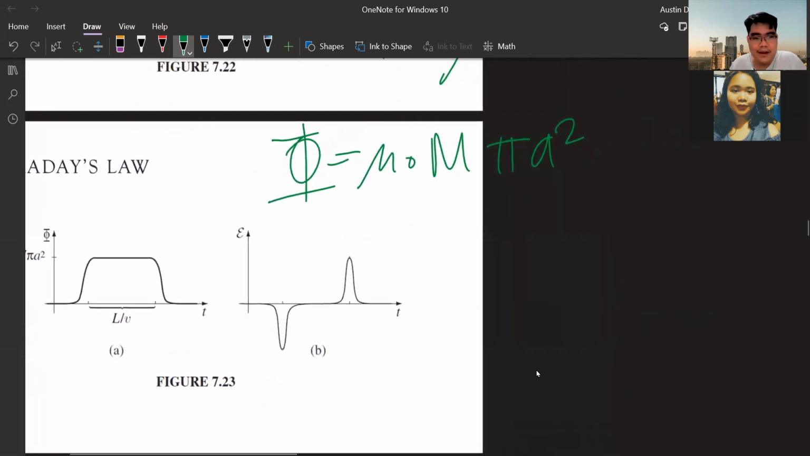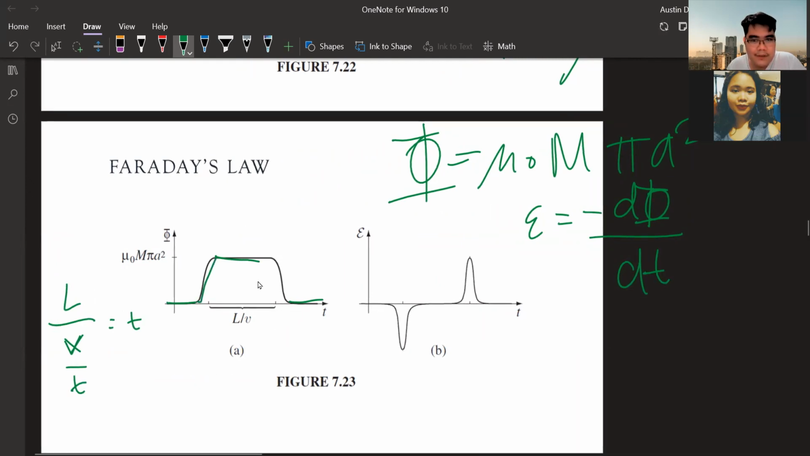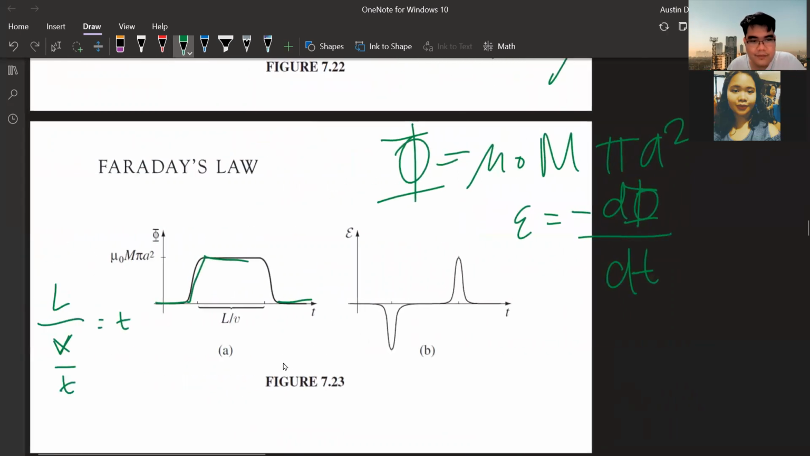Okay? And then, the epsilon is just the negative derivative of phi with respect to time. Okay, so whenever phi changes in time, negative nun would be your epsilon. Kailan walang change yung phi? Kapag straight line. Yung change dito is rising, so it's positive, but you have to negative it down. So you have this. Okay? So yung change dito is pataas, then change dito pababa. Diba? Pataas, then pababa. Kaya ganun yung nakuha ng graph.